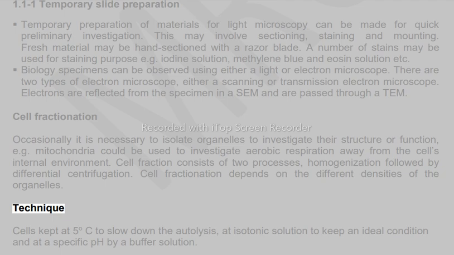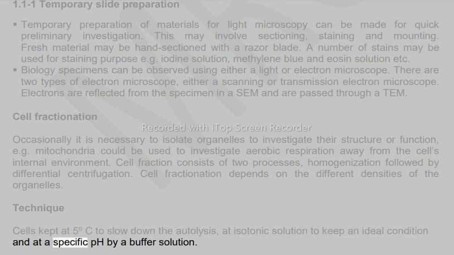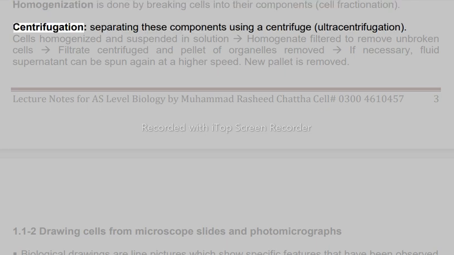Technique. Cells are kept at 5°C to slow down autolysis, in an isotonic solution to keep ideal conditions, and at a specific pH by a buffer solution. Homogenization is done by breaking cells into their components. Centrifugation is separating these components using a centrifuge, or ultracentrifuge.